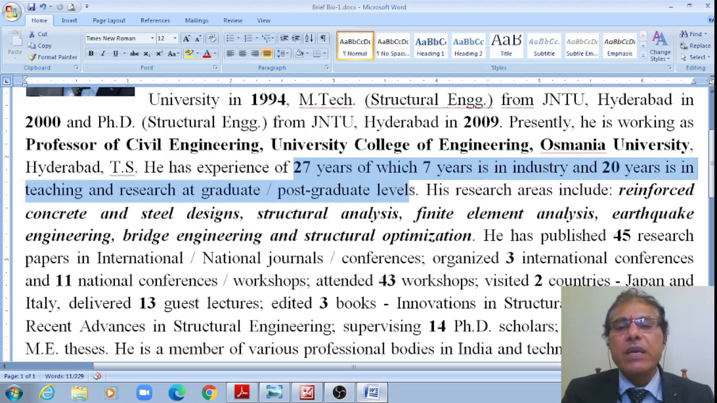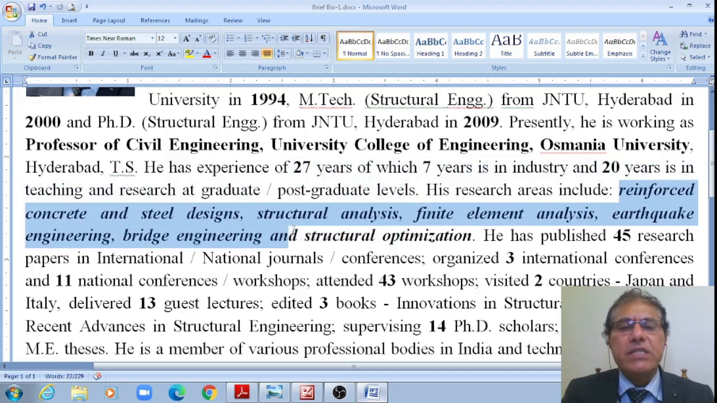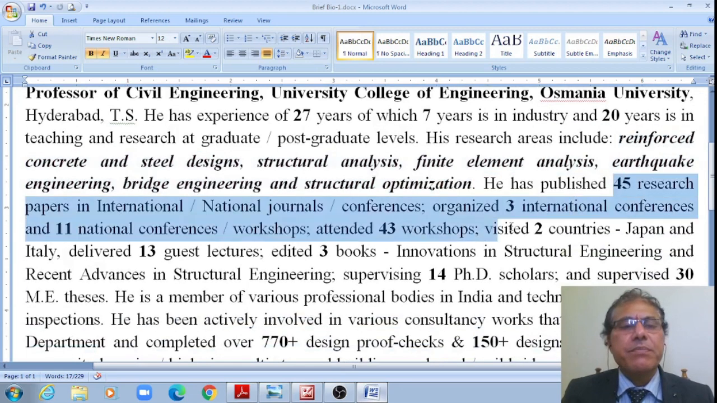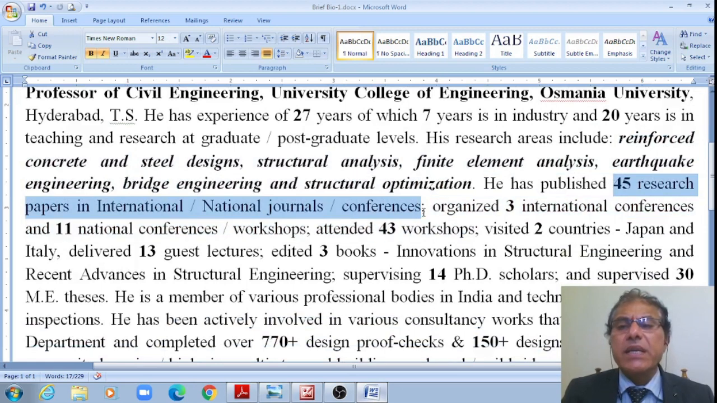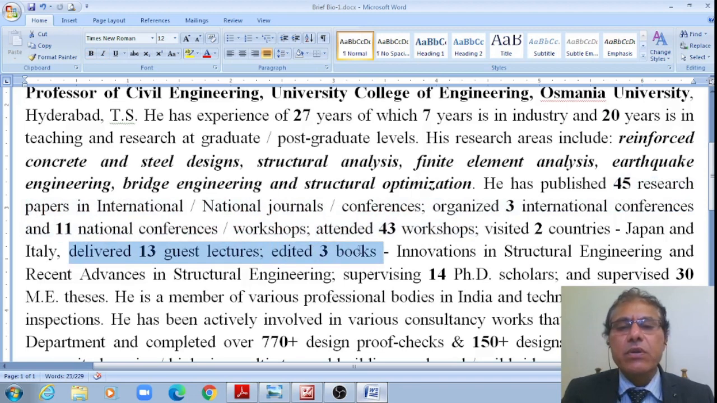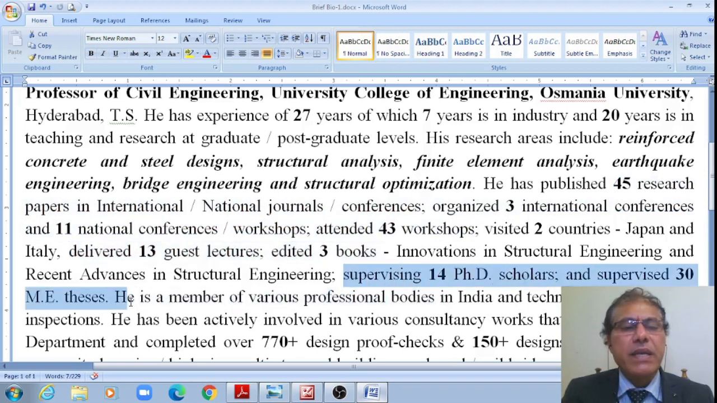graduate and postgraduate levels. My research areas include reinforced cement concrete design, steel structural design, structural analysis, foundation analysis, earthquake engineering, bridge engineering, and structural optimization. I published 45 research papers in international as well as national journals and conferences, organized 3 international conferences and 11 national conferences, attended 43 workshops, visited 2 countries, delivered 13 guest lectures, edited 3 books, supervised 14 PhD scholars and 30 MTech theses.